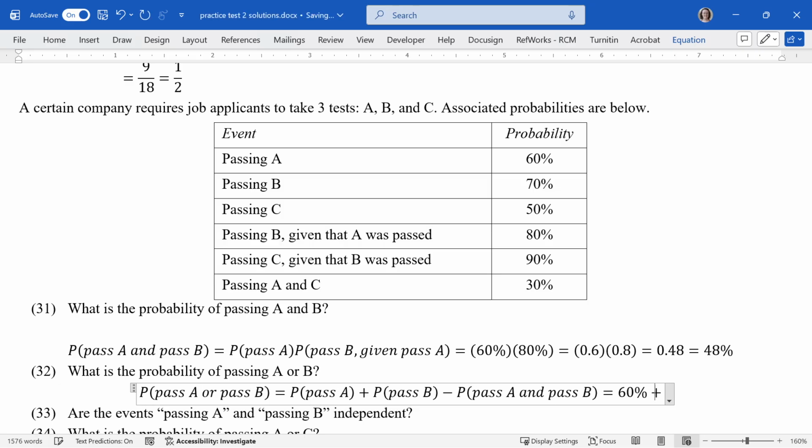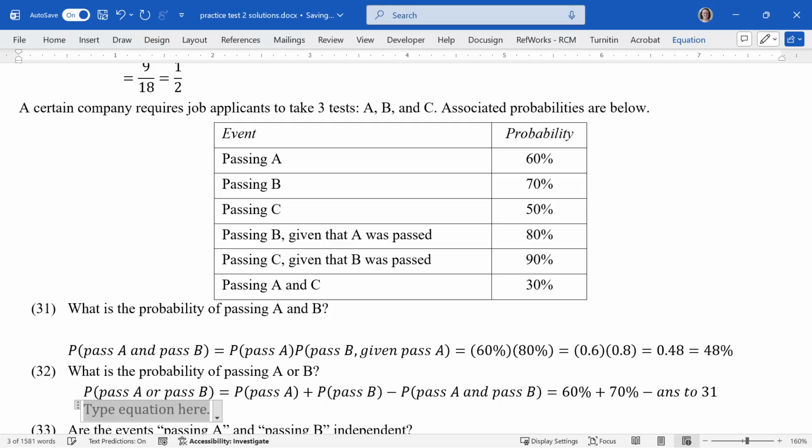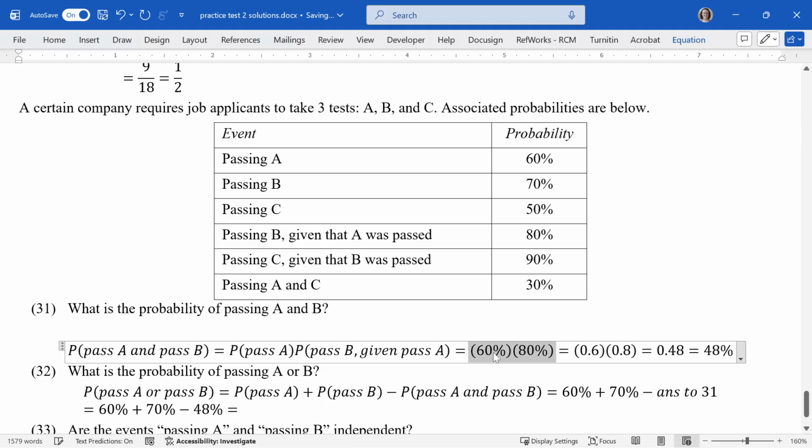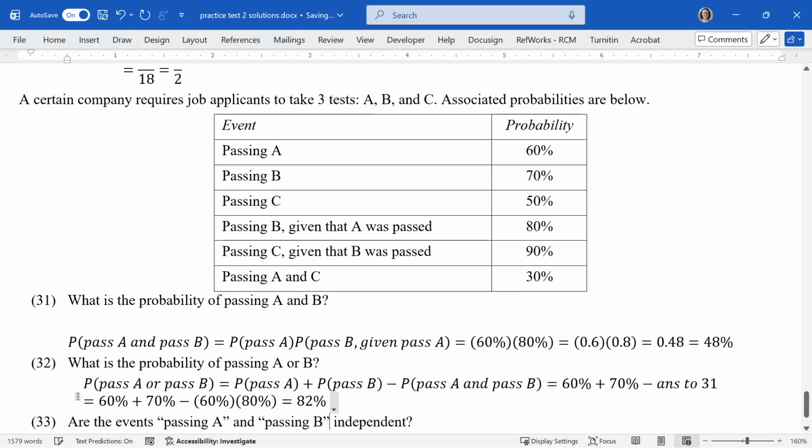So this is going to be 60% plus 70% minus the answer to number 31, which is 48%. Or if you didn't want to actually multiply it out, you could just put it in here just like this, leave it as that product right there. That would be fine. But if you did want to add it together, let's see, 60 plus 70 minus 48, 82%. So 82% probability of passing A or B.